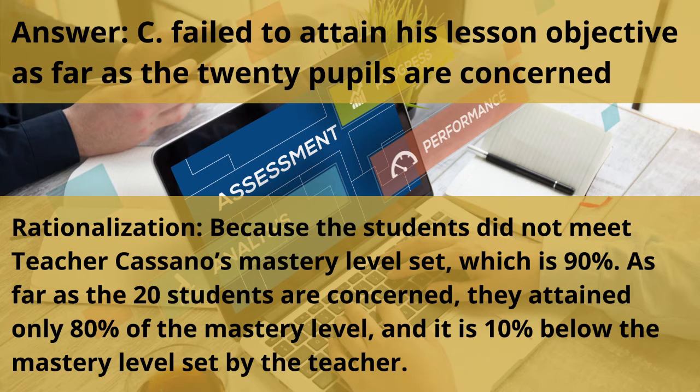Answer is option C. Failed to attain his lesson objective as far as the 20 pupils are concerned because the students did not meet Teacher Casano's mastery level set, which is 90%. As far as the 20 students are concerned, they attained only 80% of the mastery level, and it is 10% below the mastery level set by the teacher.